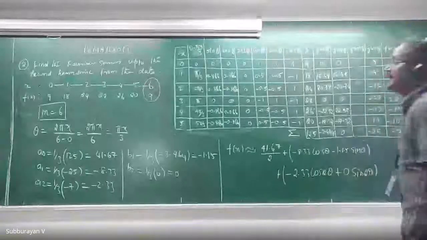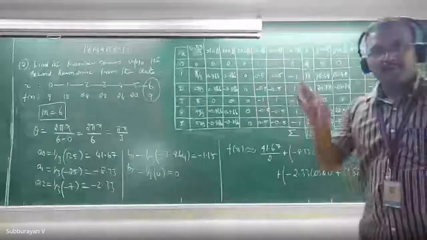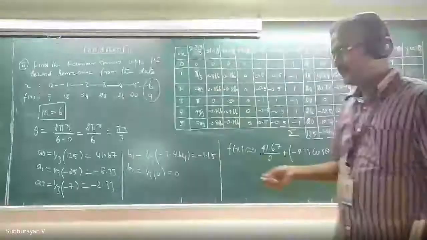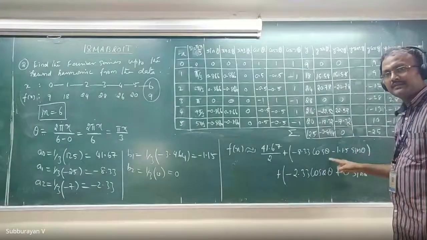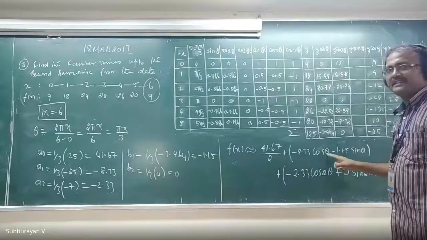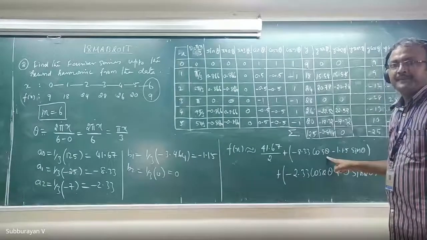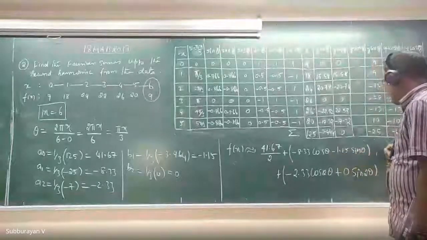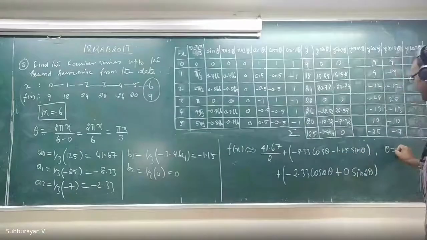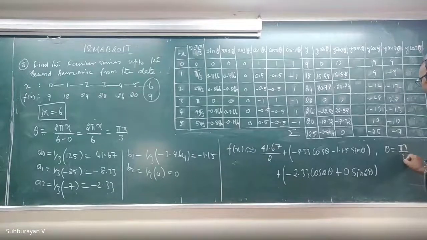Remember, we transformed the problem from the variable x into theta. So therefore we have to write it down in terms of theta. Of course, theta is nothing but pi x by 3. You can replace it. It is understood. Here you just write down theta equal to pi x by 3. That's all.